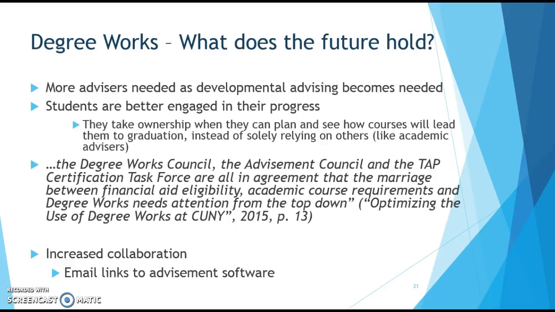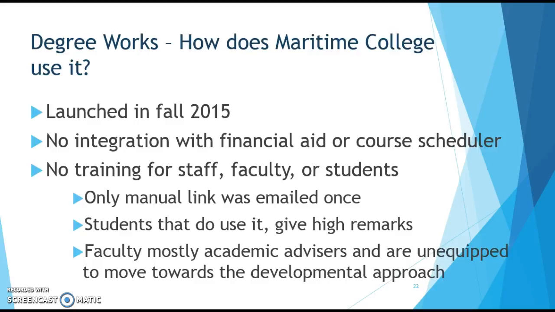Students are better engaged in their process. They take ownership of how they're doing in school. And what really needs to happen with DegreeWorks is that it needs to increase collaboration. That's the best way for DegreeWorks to work, is that if it really connects with academics, with financial aid, with the students, with the faculty, everyone on campus. If it comes together like that, then it'll be a really streamlined process. So then I kind of went into how my own school uses DegreeWorks, and we just started in fall 2015. I think there's definitely ways to improve in it, but I think it's great.